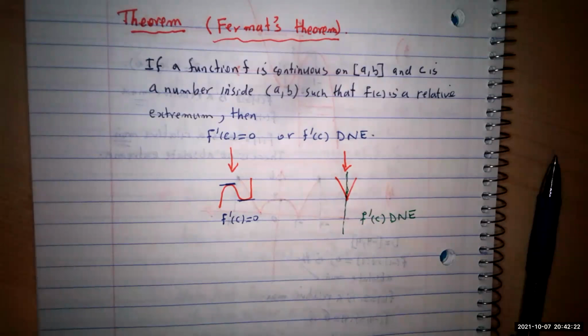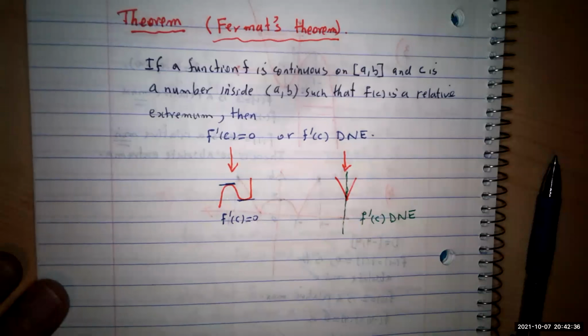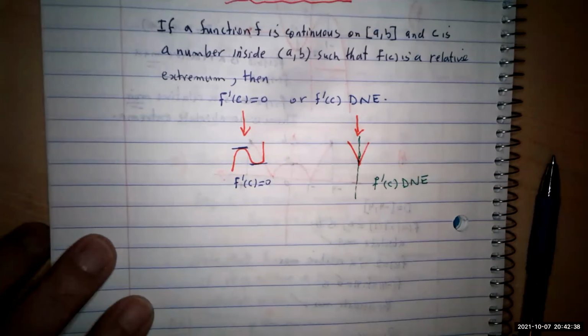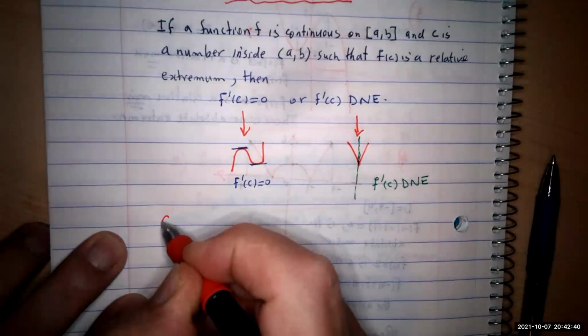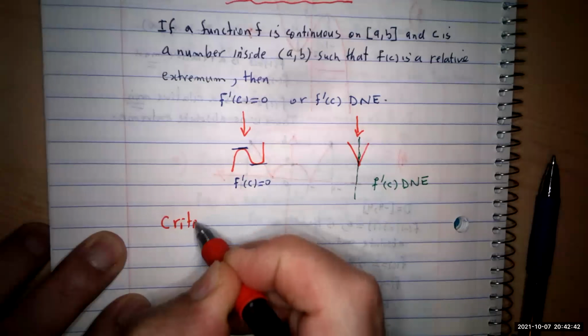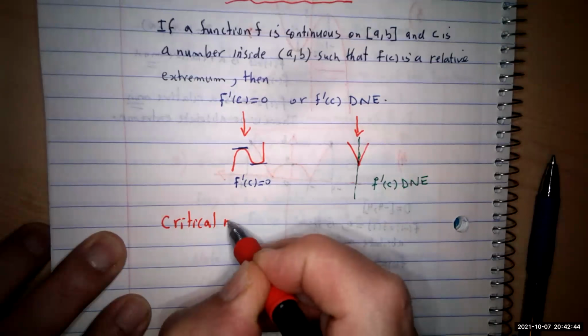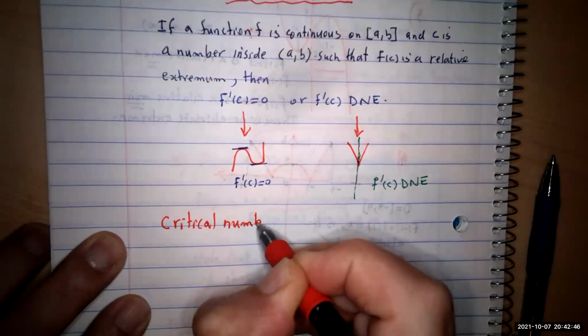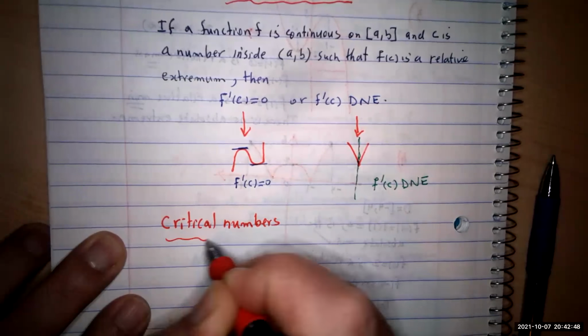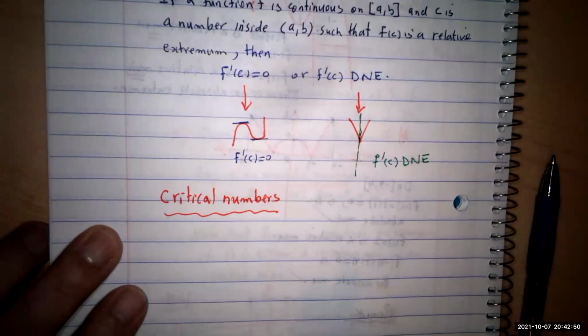It's not the case that if f prime of c happens to be 0, there is a guarantee that you get a maximum or a minimum. So what we are going to do is pick these candidates and give them a name. The name is critical numbers. I refer to it as critical values, but both of them are the same.